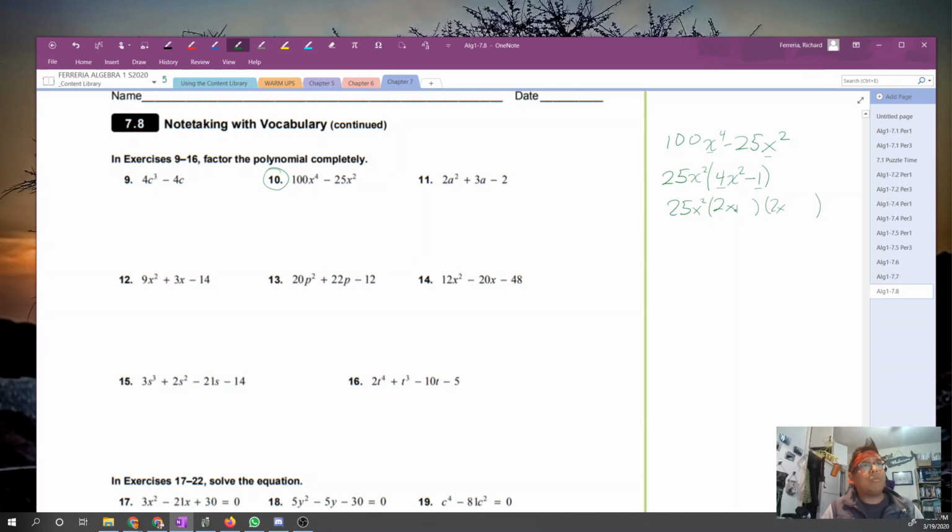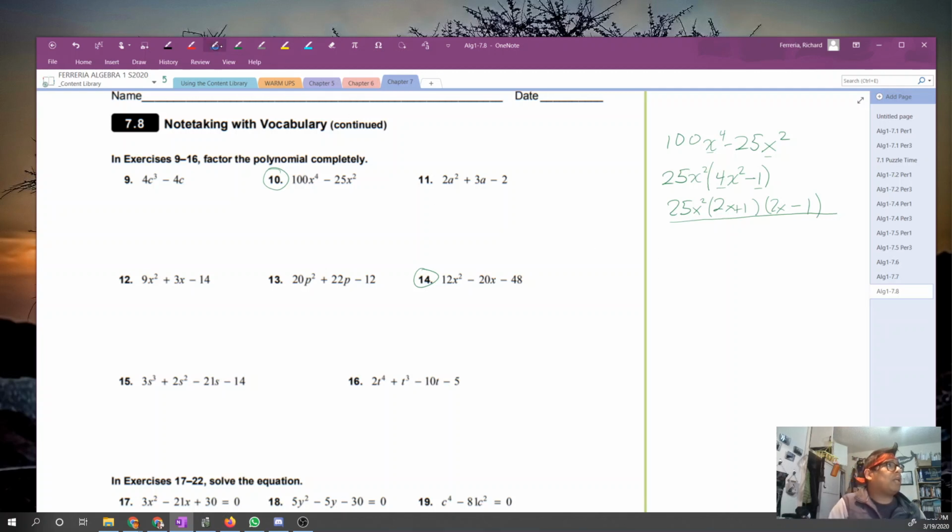Square root of 1 is 1. So here is my fully factored polynomial. Okay, let's try question 14 next. I'll pause it right here for you, or I'll write it first and then I'll pause it.